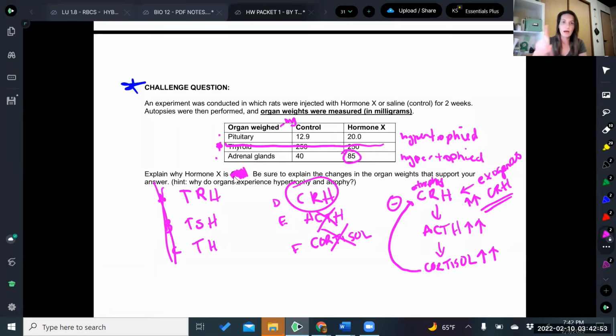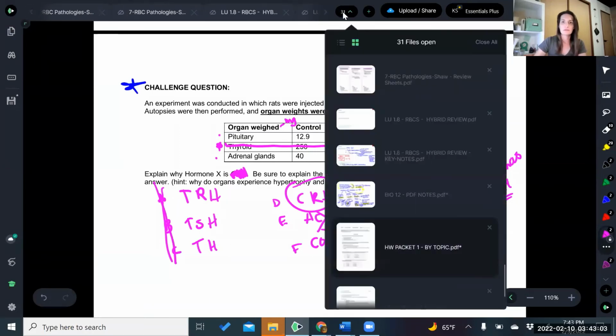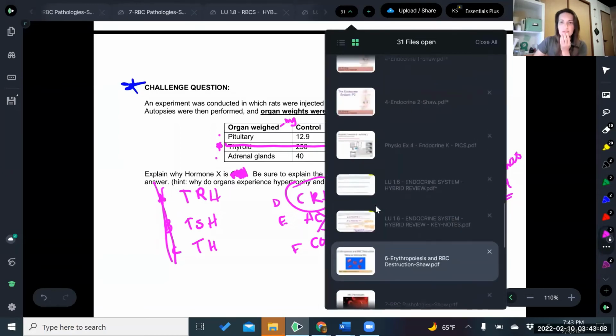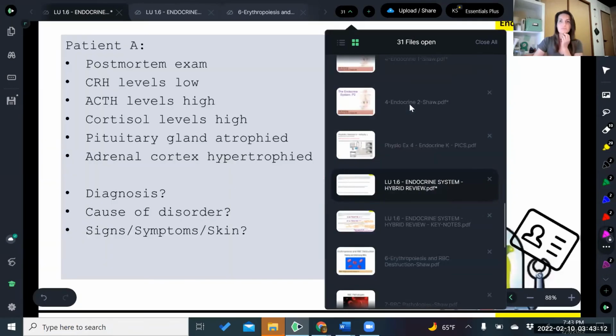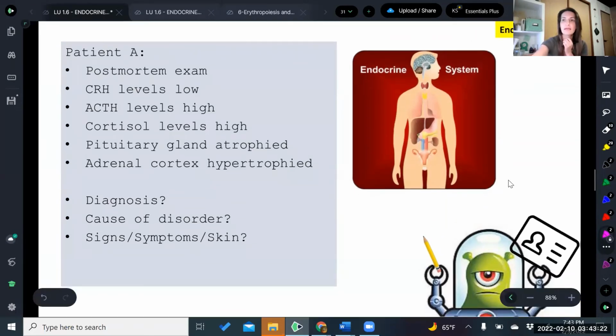So I mentioned I had a question similar to this in the scenarios that I had in that study guide. Let's find it here. Endocrine system, my hybrid review. We had looked at B and C for the HPT axis. Now this is scenario A. What slide is this? This is slide 8.